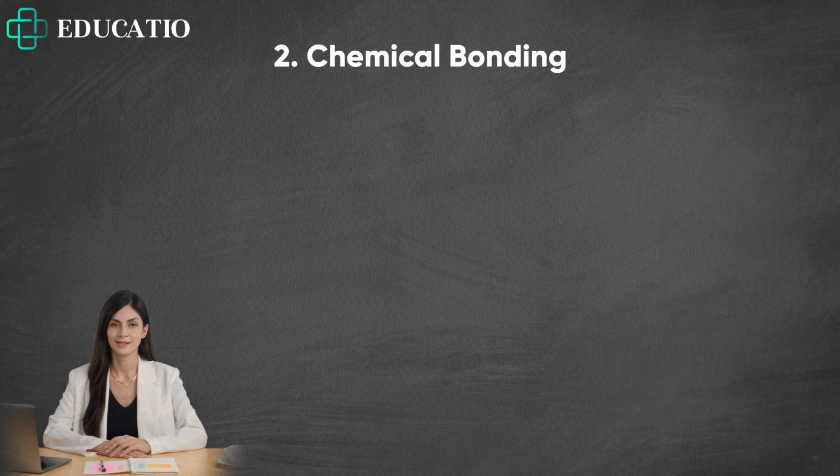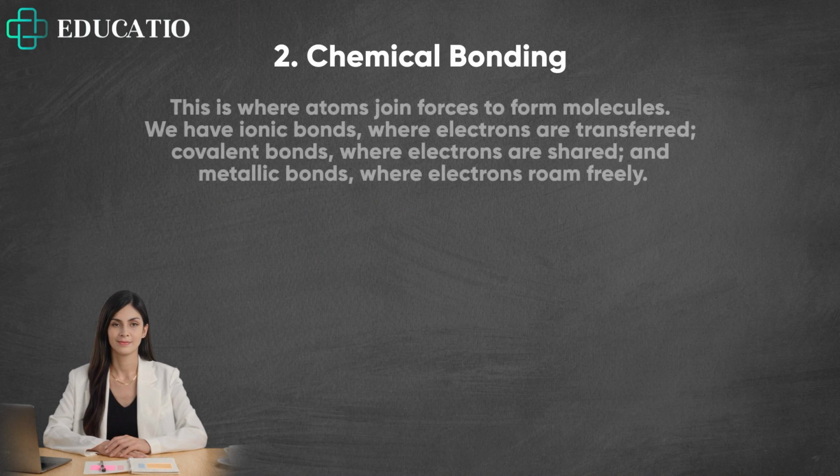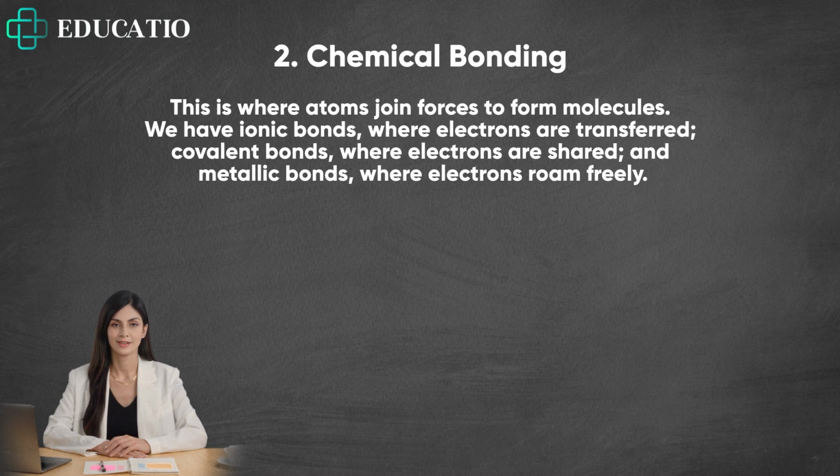2. Chemical bonding. Now, let's explore chemical bonding. This is where atoms join forces to form molecules. We have ionic bonds, where electrons are transferred, covalent bonds, where electrons are shared, and metallic bonds, where electrons roam freely. These bonds give rise to the incredible diversity of substances we see in the world around us.